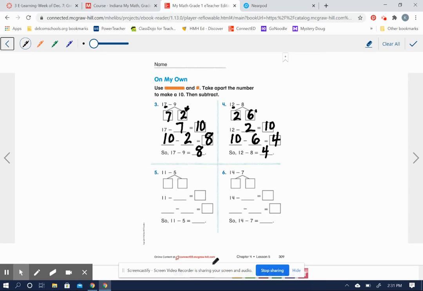All right. 11 minus 5. We're going to put a 1 here. We're also going to subtract that 1 from the 11 to make our 10. 1 plus what equals 5? 4. Good. So now we're going to start with our 10, and we're going to subtract 4, because we already subtracted the 1. 10 minus 4 equals 6. So 11 minus 5 equals 6.